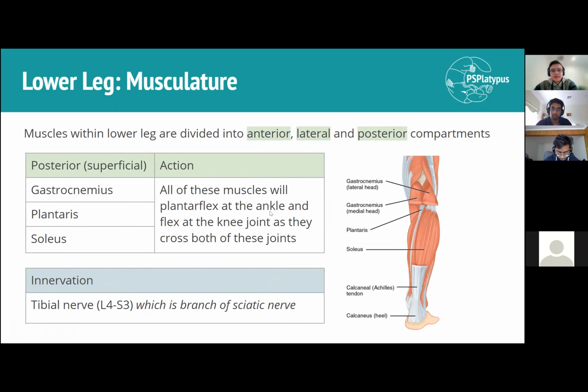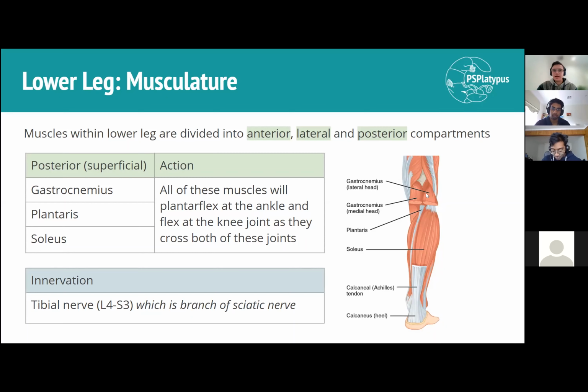The posterior aspect is actually a little bit more straightforward, although there's more muscles to talk about. The posterior is divided into superficial and deep. Superficial are very, very straightforward. You can remember them with the mnemonic GPS. So you've got gastrocnemius, you've got plantaris, you've got soleus. And if you have a look at gastrocnemius, it's actually got two heads. So you can feel these as your calf muscles.